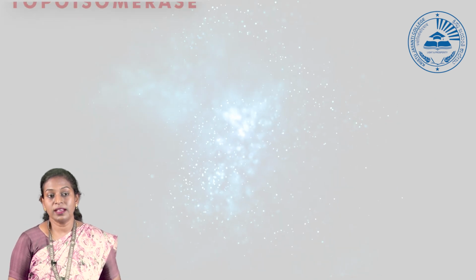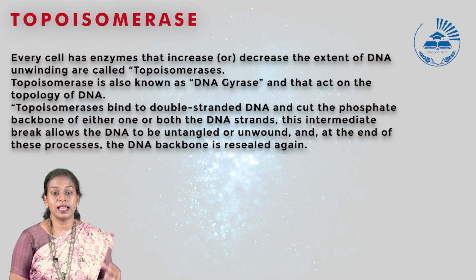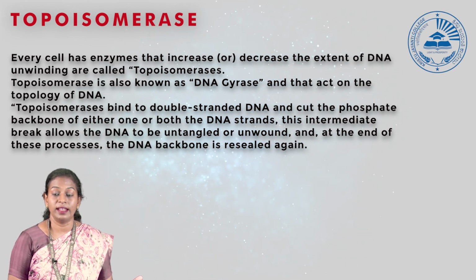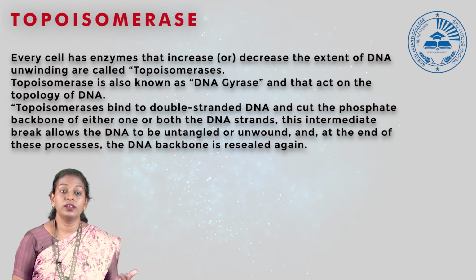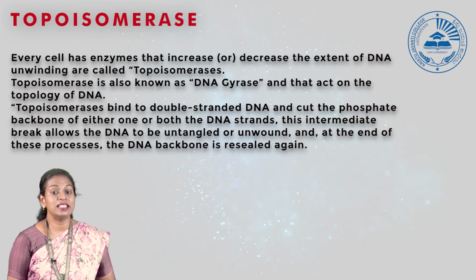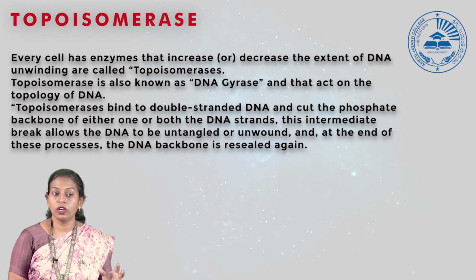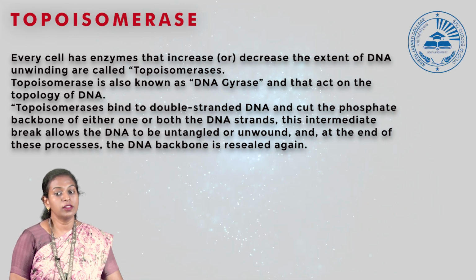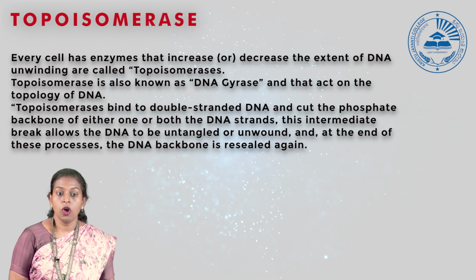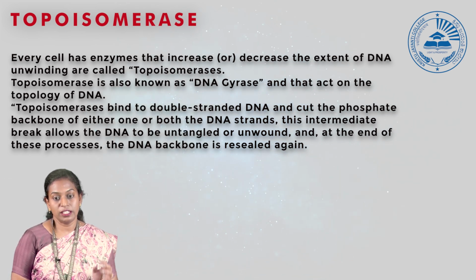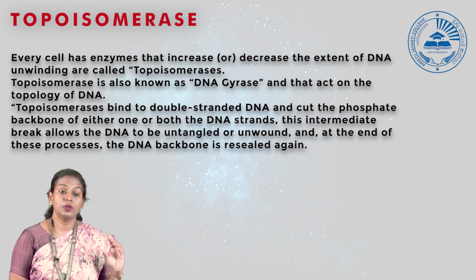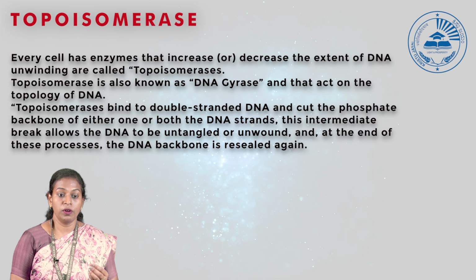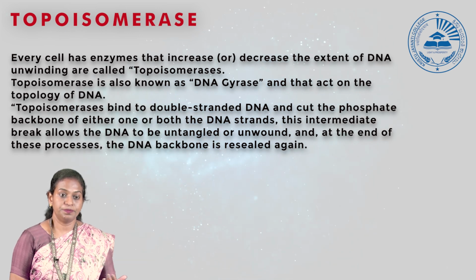Topoisomerase is the next enzyme. Every cell has enzymes that increase or decrease the extent of DNA unwinding, and this role is done by topoisomerase. It is also known as DNA gyrase, which acts on the topology of the DNA. Topoisomerases bind to double-stranded DNA and cut the phosphate backbone of either one or both DNA strands. This intermediate break allows the DNA to be untangled or unwound, and at the end of the process, the backbone of the DNA is resealed again.